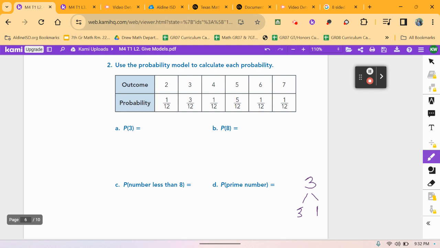Alrighty, you're going to do this on your own. Set a timer for 3 minutes max because it really shouldn't take you that long. 3 minutes max to complete the probability for A through D. Pause here.